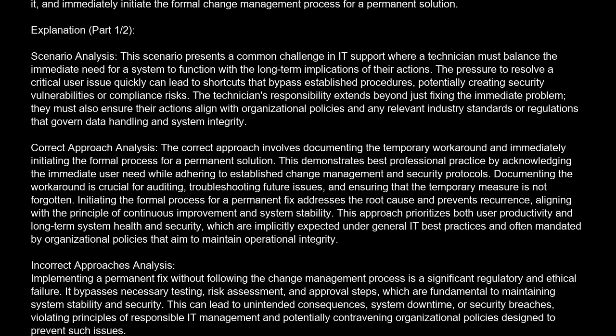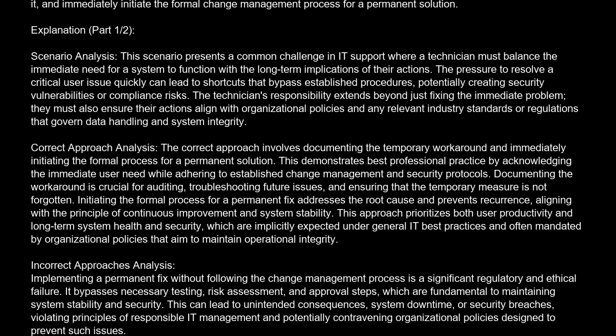The pressure to resolve a critical user issue quickly can lead to shortcuts that bypass established procedures, potentially creating security vulnerabilities or compliance risks. The technician's responsibility extends beyond just fixing the immediate problem. They must also ensure their actions align with organizational policies and any relevant industry standards or regulations that govern data handling and system integrity. Correct approach analysis.